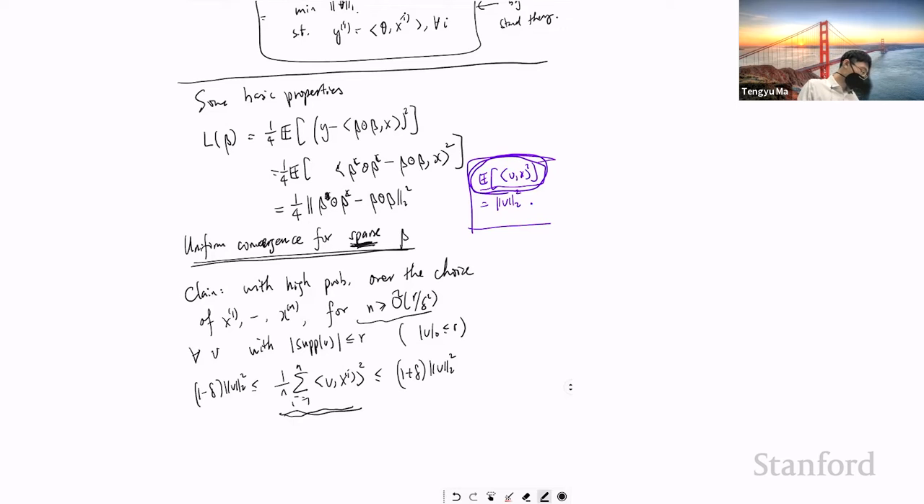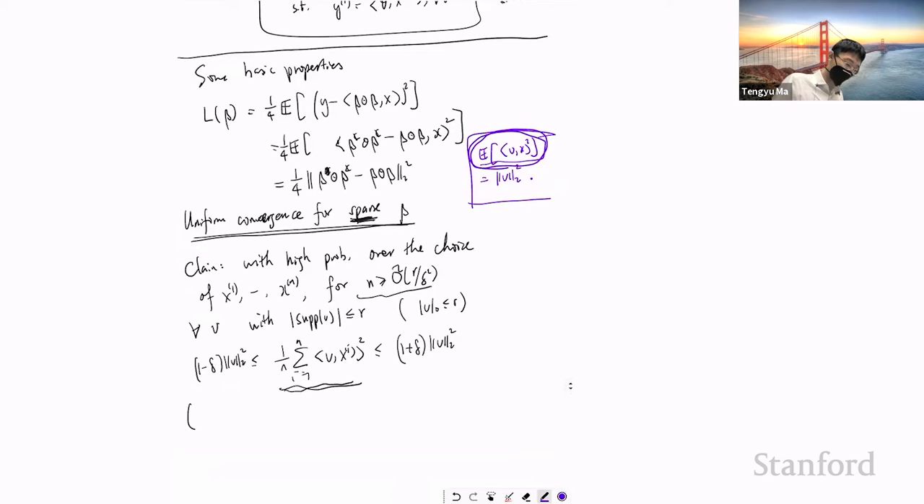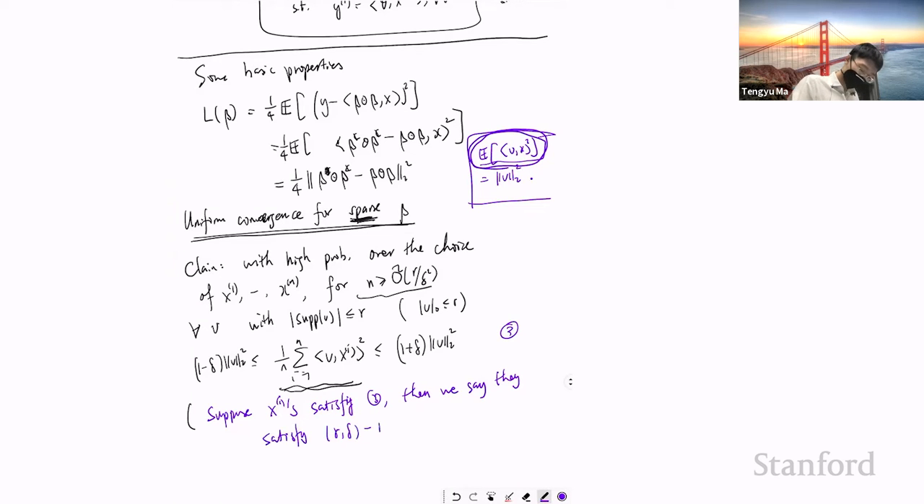Also, just for the language, this is something useful to know. We don't highly depend on this kind of property, but we say that if a vector satisfies this condition, suppose let's call it 3, suppose x_i satisfy 3, then we say this satisfies the RIP condition. So basically 3 is called the (r, delta)-RIP condition.